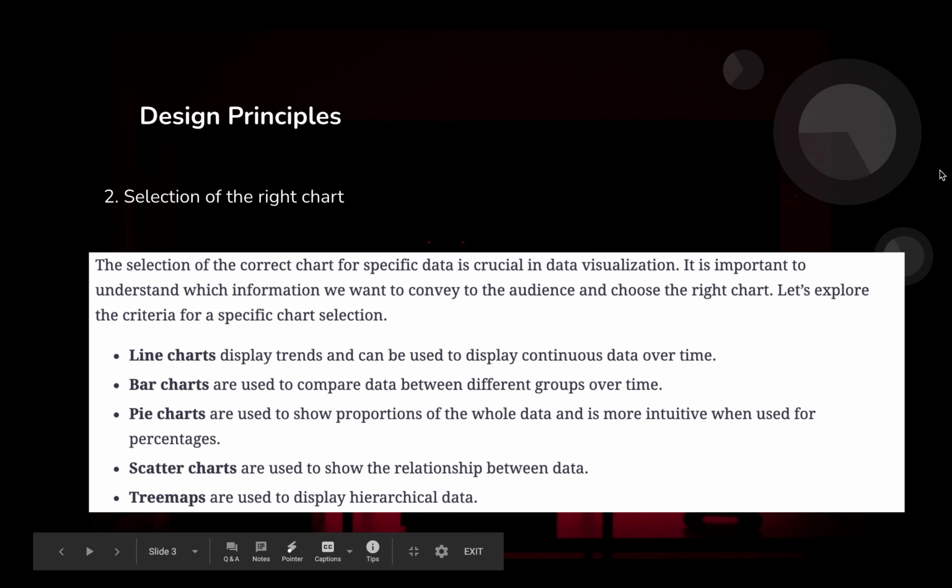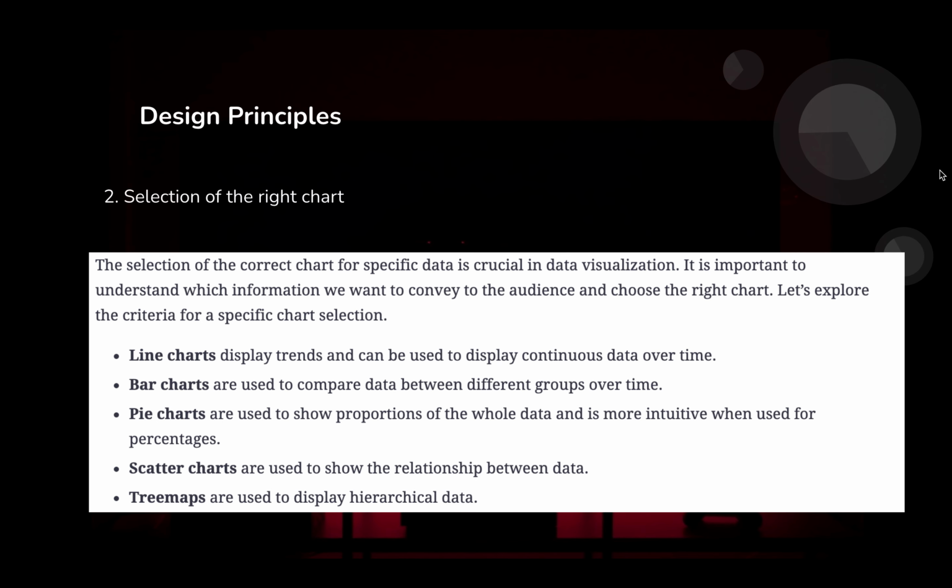The second is the selection of the right chart. The selection of the right chart is very important in data visualization, because a line chart will not always make sense. Every chart has some semantic meaning. When you have a line chart, it mostly displays a trend. And what is the meaning of trend? When you have data and you want to plot how it varies over a specific period of time, then it makes sense to use line charts. Considering bar charts, a bar chart is always used to compare different groups over time. Let's say there are two countries, India and the US, and we are comparing the economy every year for both countries. Then it makes sense to use bar charts.